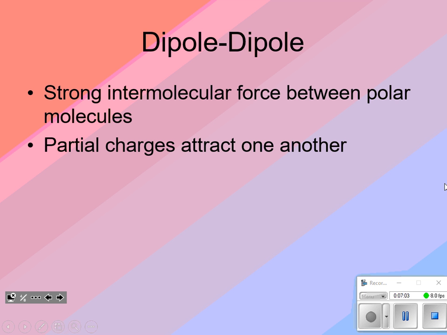And why is there that attraction? It's because in polar molecules you have partial charges. So the partial end of one molecule can attract to the other.